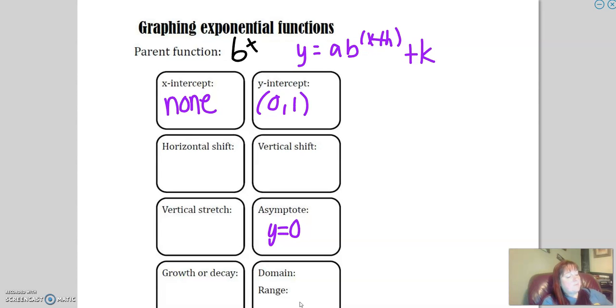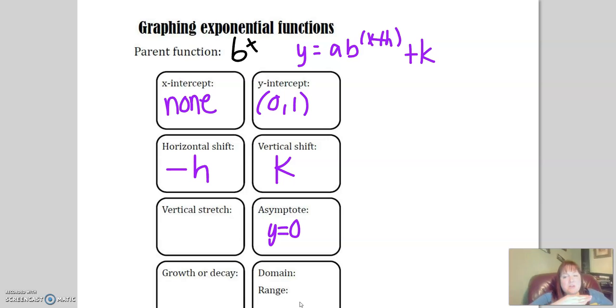Now, what in this would define our horizontal shift? Well, our horizontal shift is negative h, right? It's the opposite of whatever we see for h. So that's going to move it left and right. And of course, that's going to affect our y-intercept, right? And then vertical shift is k. Remember, y is not a liar, so it goes with exactly what it looks like. So that's going to shift it up and down. And again, that's going to shift our asymptote, right?